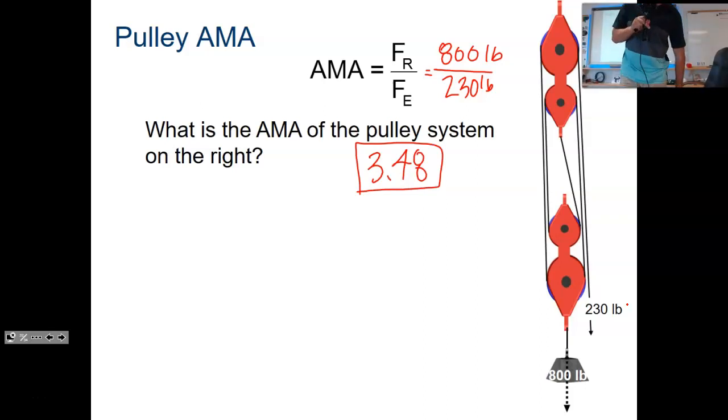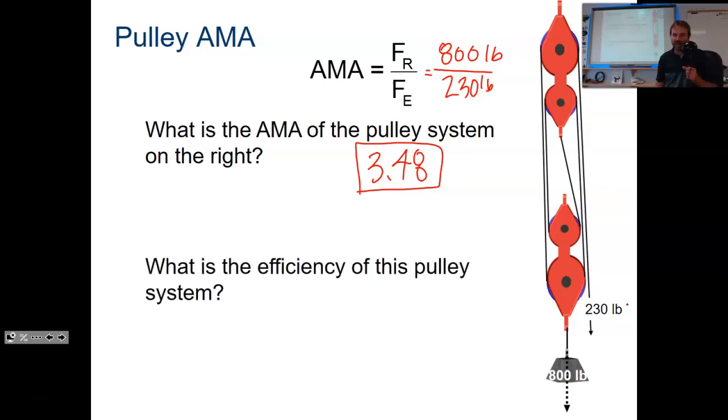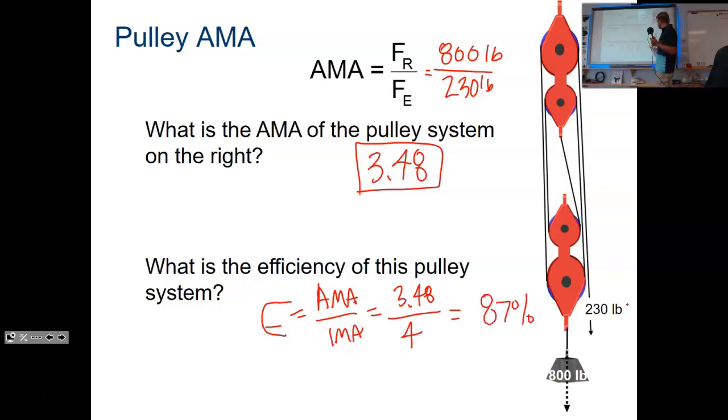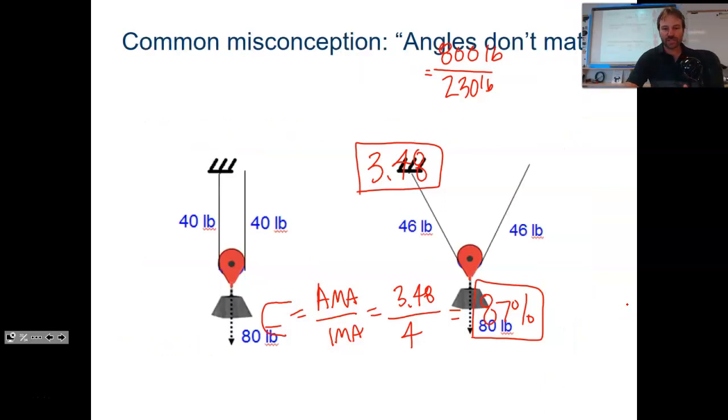Now remember, it's supposed to be 4. So I'm losing some to friction, so it may just ask me what the efficiency is. Yeah, it is going to ask me the efficiency. The efficiency of this thing is going to be the actual divided by the ideal. So 3.48 divided by 4, and you get 0.87. 87%, again, not bad. So 13% of your inputted force is lost to friction.